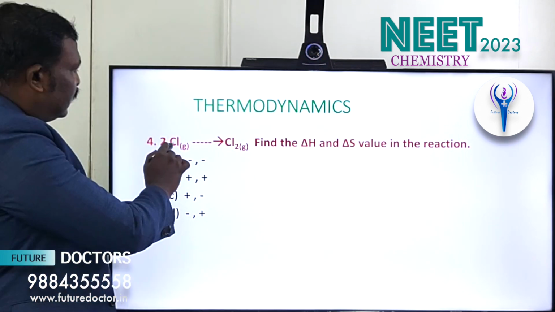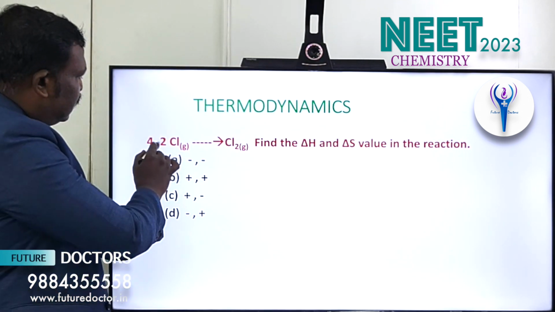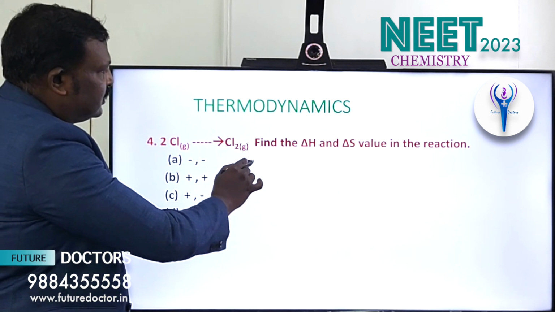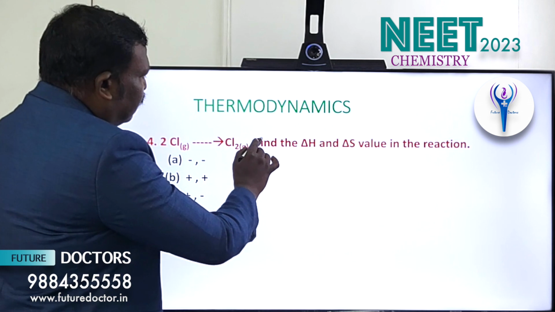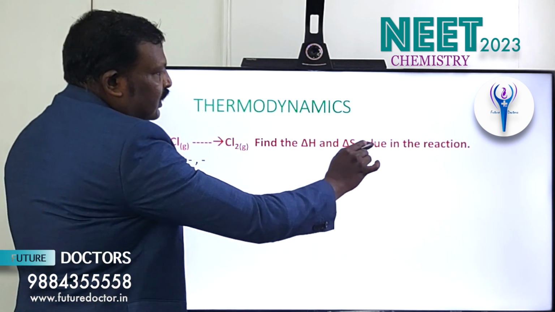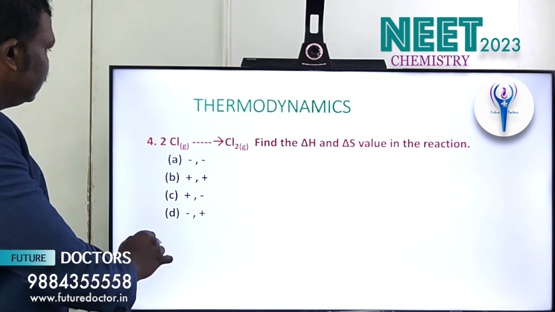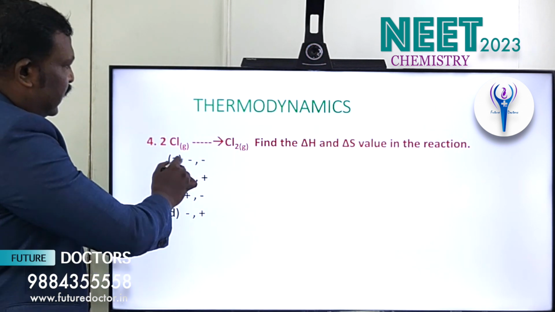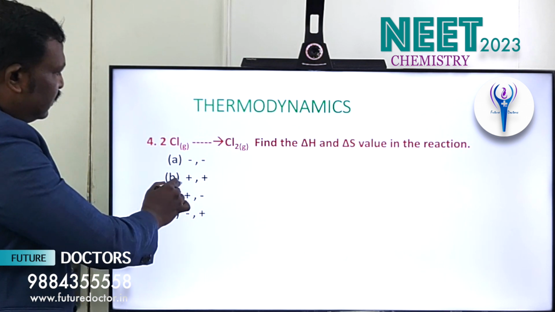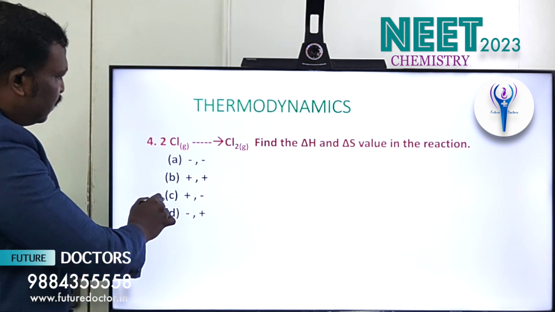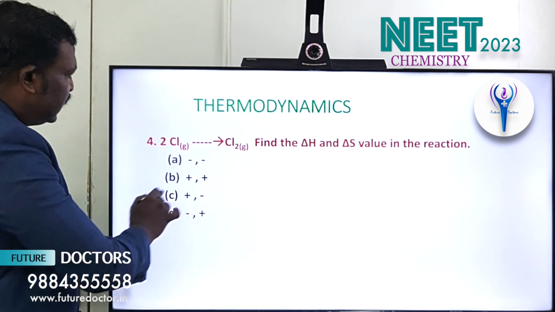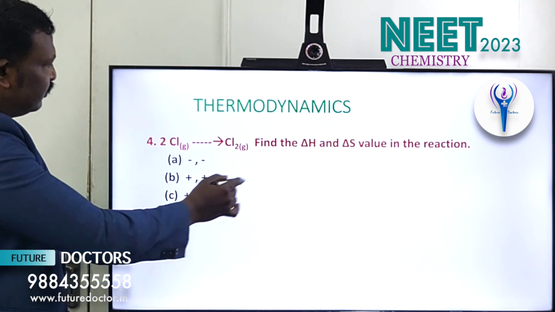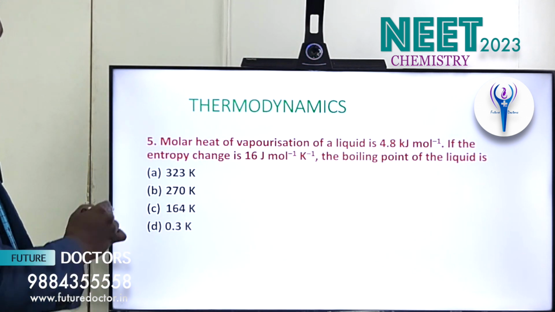Fourth question, when an atom becomes a molecule, that is 2Cl gives Cl2. When an atom becomes a molecule, they are asking to find the del H and del S value in this reaction. Okay, see option A, both are minus, minus. B, plus, plus. C option, one is plus, another one is minus. D option, one is minus, another is plus. Okay, now see the fifth question.